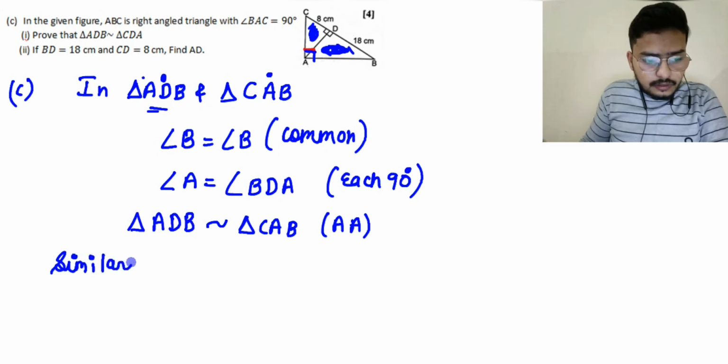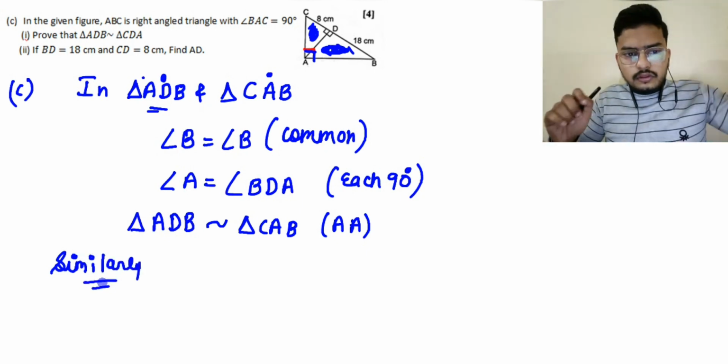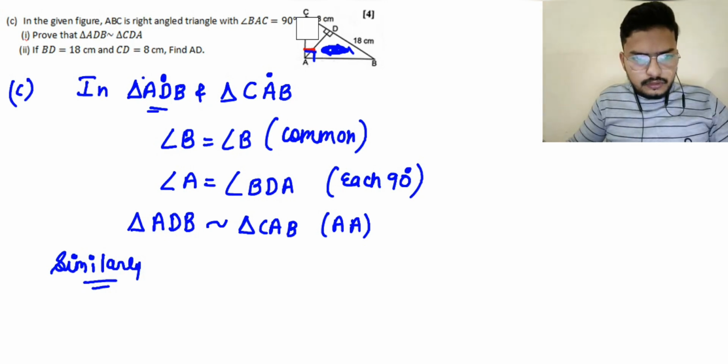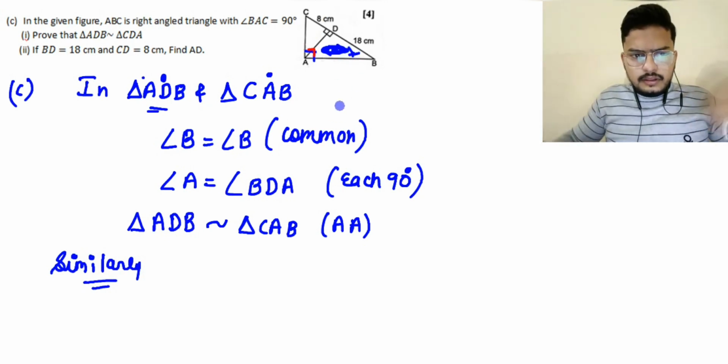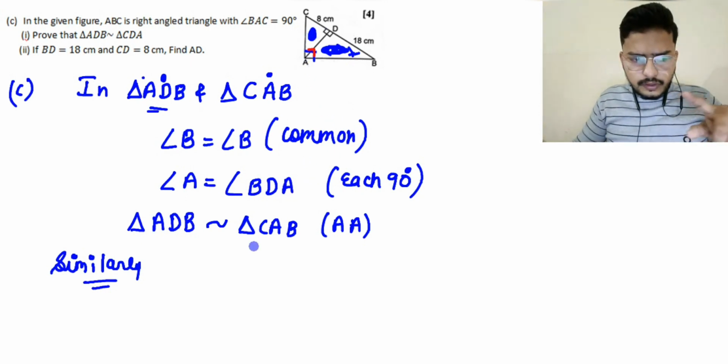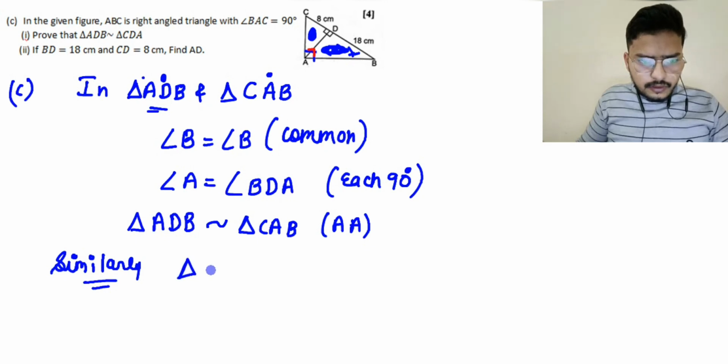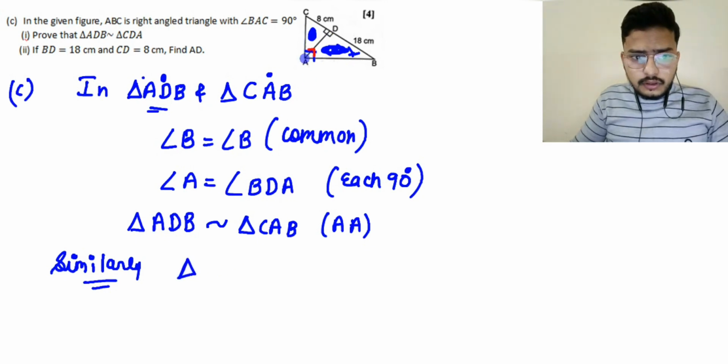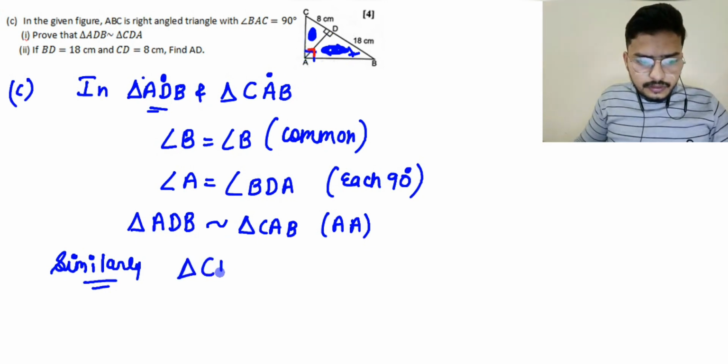Similarly we can say that if this small triangle is similar to the bigger one, then in the same manner this small triangle is also similar to the bigger one, right? So in similar triangles, what naming can we take here? CDA, because CDA is already given. Now CDA is also similar to what?